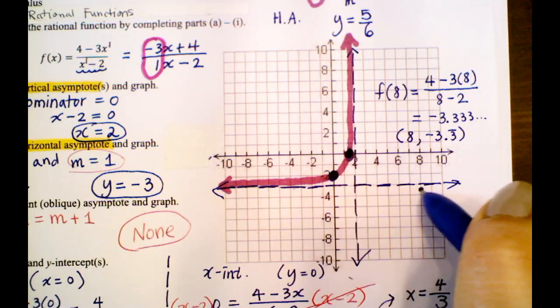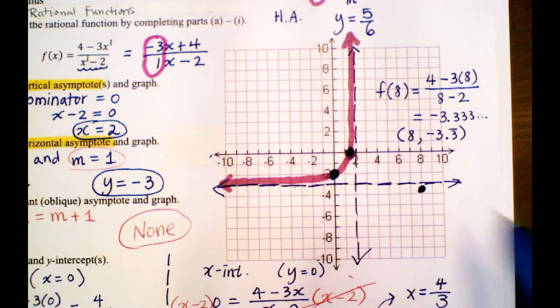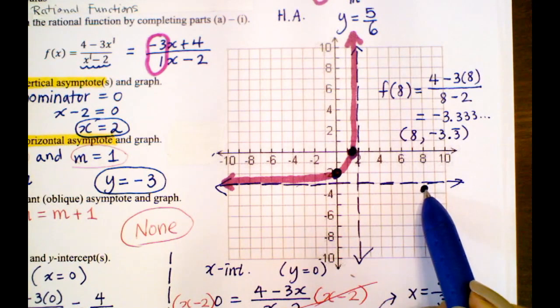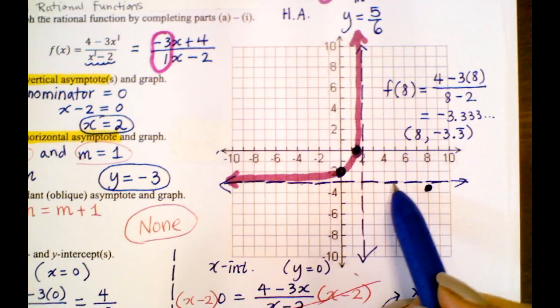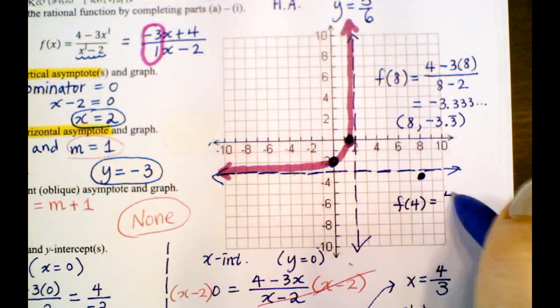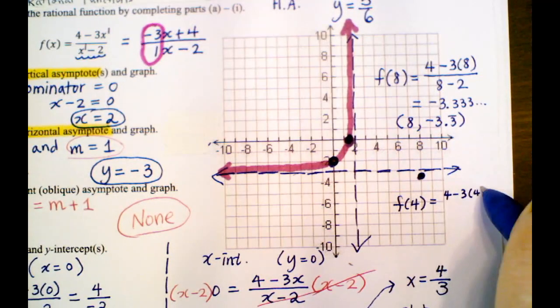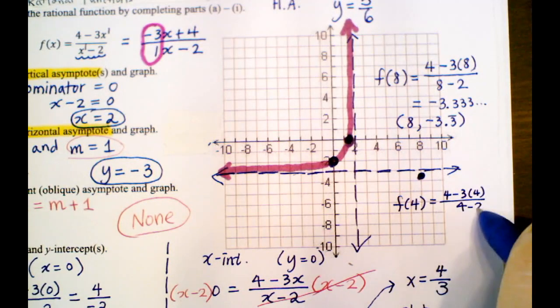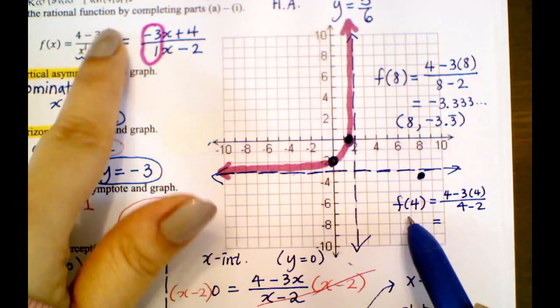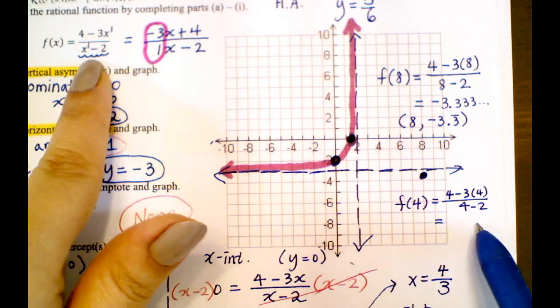Do you see that we're getting really close to that line right there, but we are below it. All right, I need at least one more. Hopefully I'm lucky this time. How about I plug in 4 this time? f of 4 is going to be 4 minus 3 times 4 over 4 minus 2. I'm just plugging in these random x values into my function to get the y value.